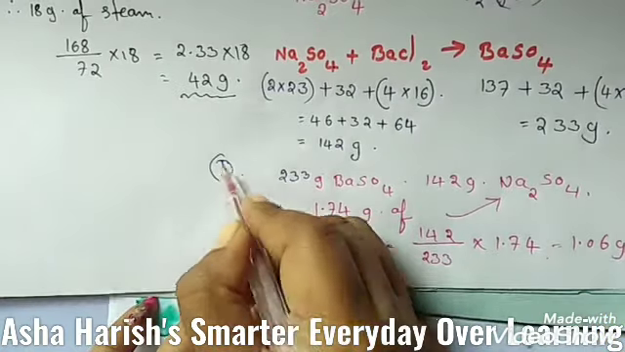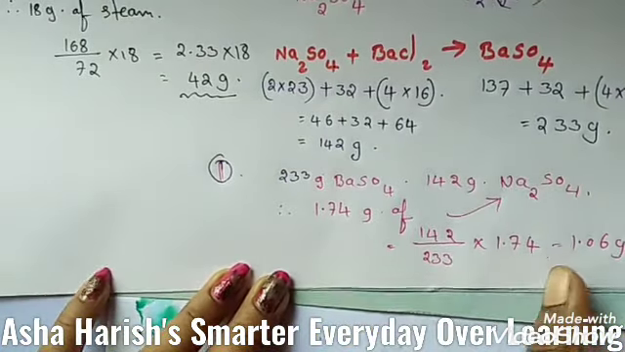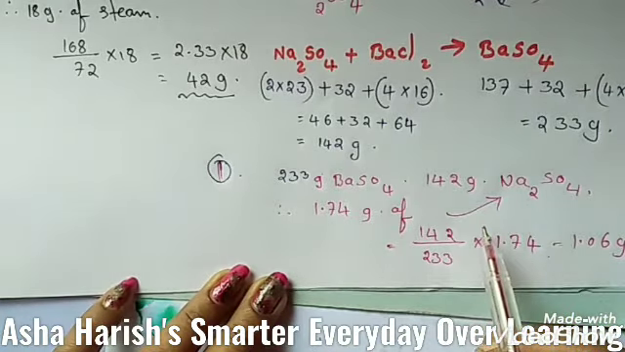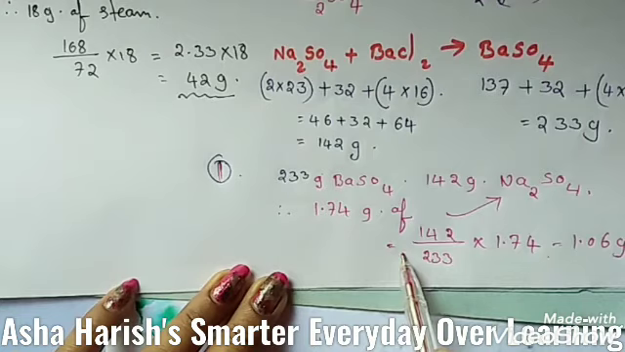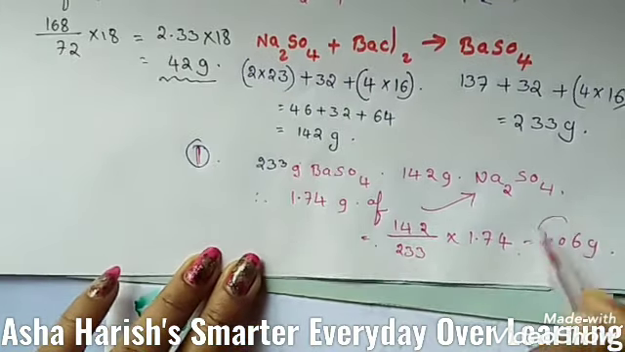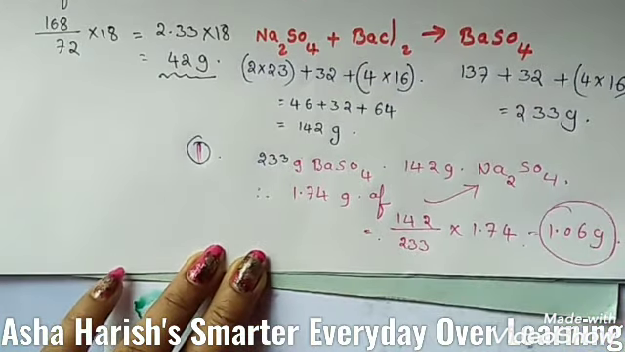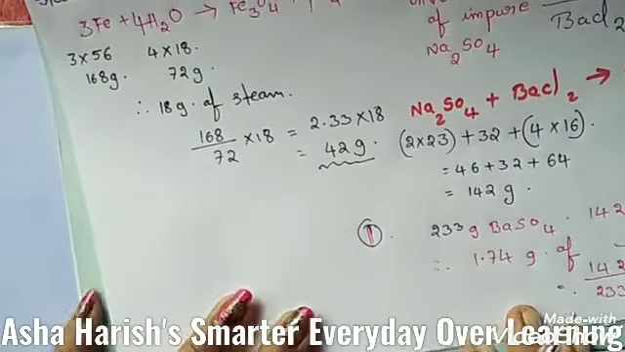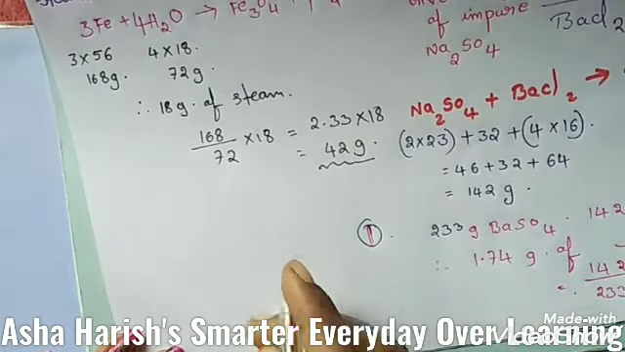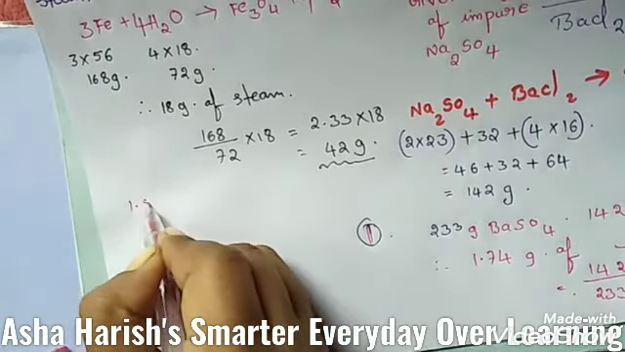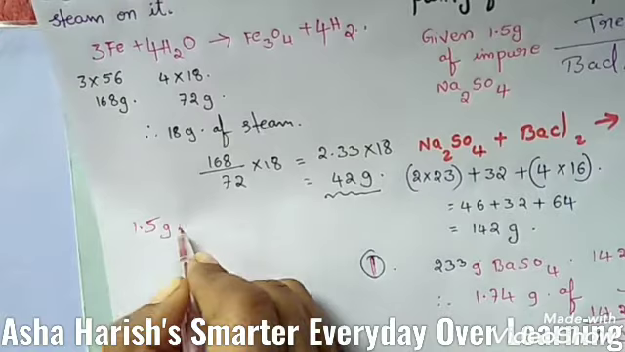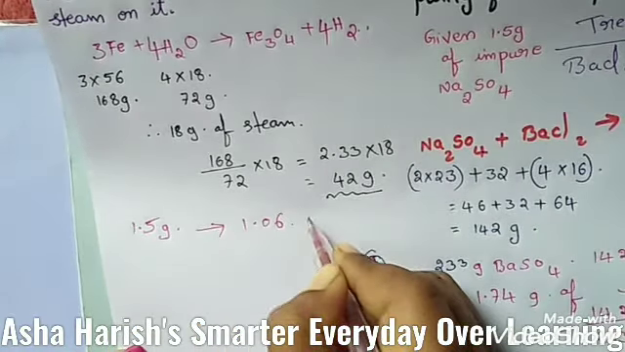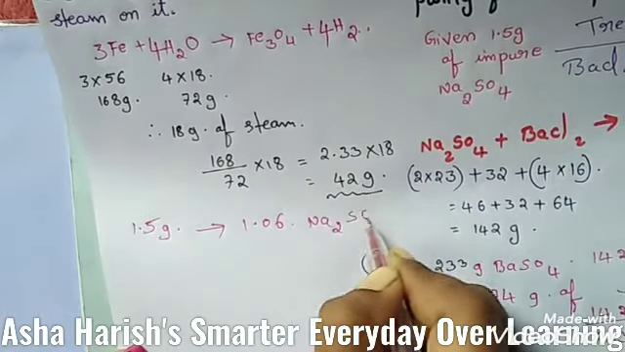This is step 1. In step 2, students, what you have to do, the mass of pure Na2SO4 present in 1.5 grams of impure sample is 1.06. And coming to step 2, to calculate the percentage purity of the impure sample, 1.5 grams of impure sample contains 1.06 grams of pure Na2SO4.